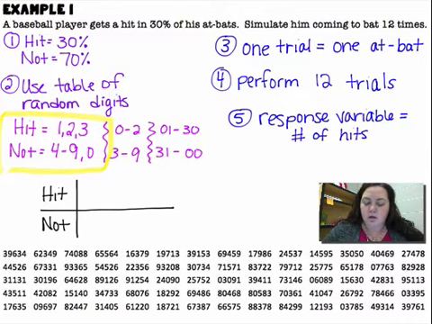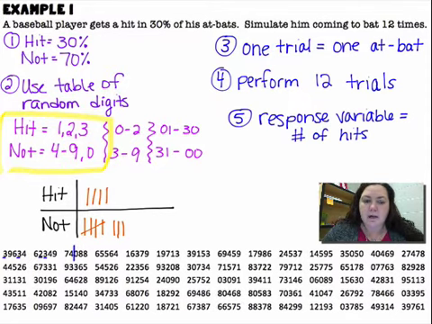So I'm going to look at the first 12 numbers. The first number is a 3. That's a hit. The next number is a 9. That's not a hit. The next number is 6. That's not a hit. 3. That's a hit. 4. Not a hit. 6. Not a hit. 2. That's a hit. 3. That's a hit. 4. Not a hit. 9. Not a hit. 7. Not a hit. And 4. Not a hit.